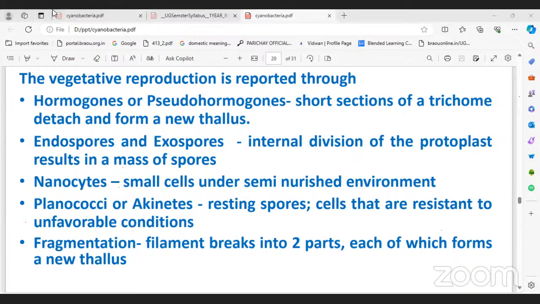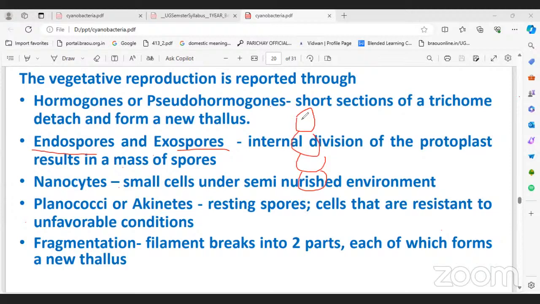Remember, asexual reproduction always takes place by means of spores. Maybe they are endospores or maybe exospores. Endospores means the spores inside the, for example, this is the thallus, these are the thallus cells. So in this thallus, one of the cells acts as a sporangium.